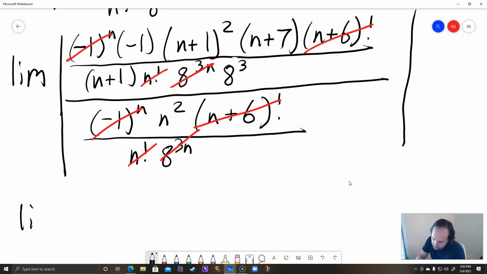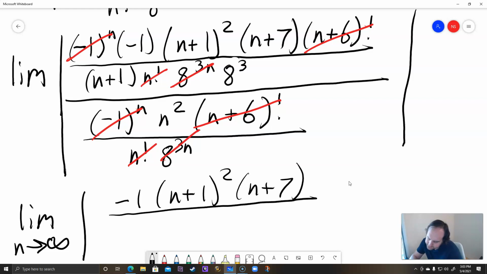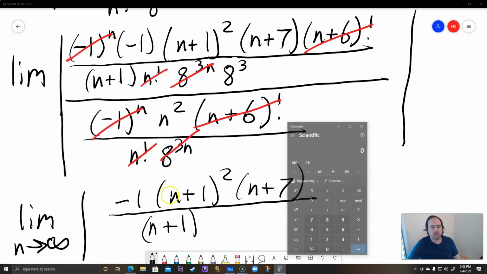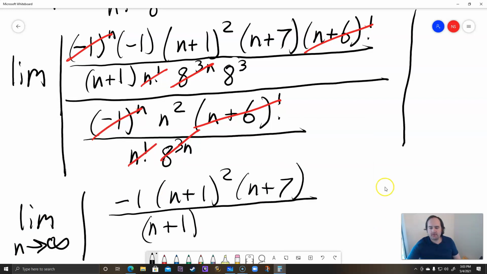So we still have the limit as n goes to infinity. Now what we've got is the absolute value of negative 1 times n plus 1 squared times n plus 7 over n plus 1 times 8 cubed. And what's 8 cubed? 8 times 8 is 64. And then what's 8 times 64? Oh, I don't know. I should probably know that. But 8 times 64 is 512. Okay. So in our denominator, we have a 512.